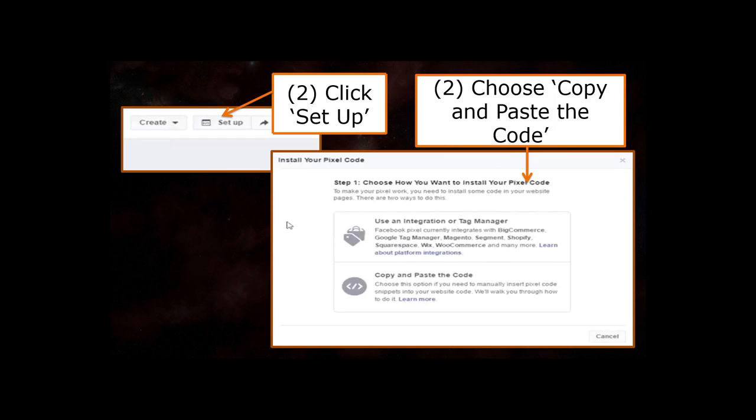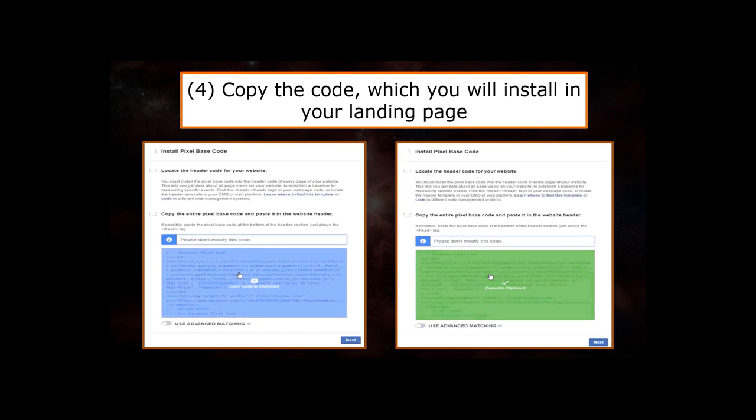Then a pop-up will appear where it states Install your pixel code. There will be 2 options, which are Use an Integration or Tag Manager, and Copy and Paste the code. You will then click on Copy and Paste the code. After that, you'll see Install Pixel Base Code, where there will be a code ready for you to use. All you need to do is click on the code and it will be automatically copied.